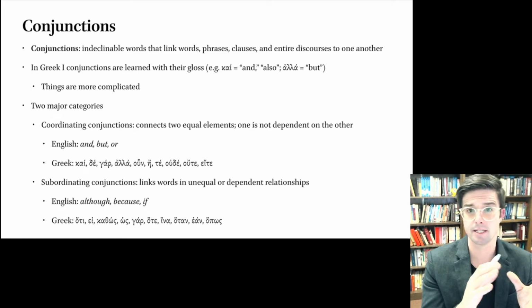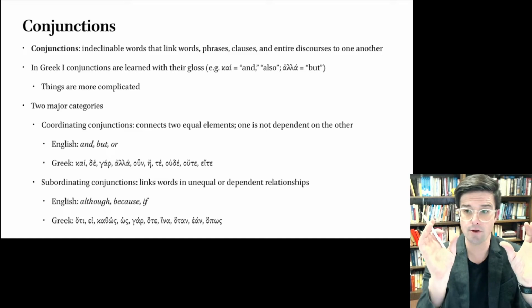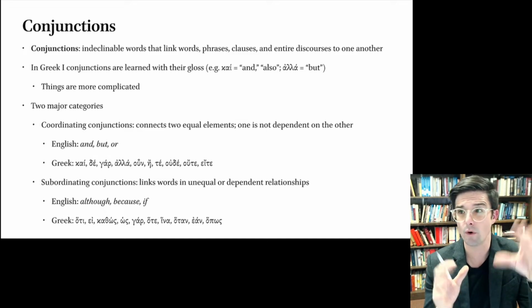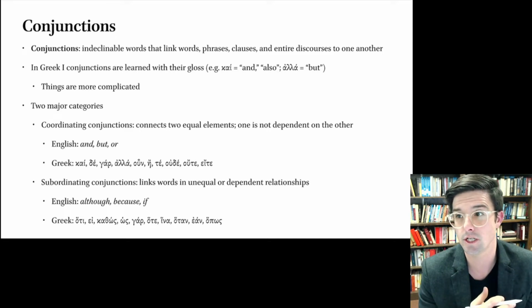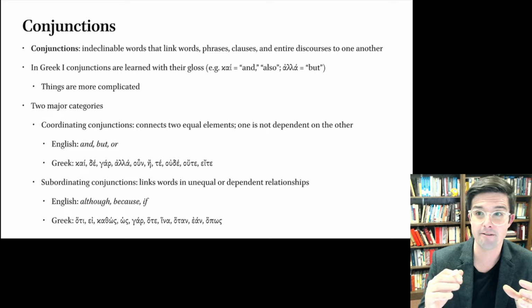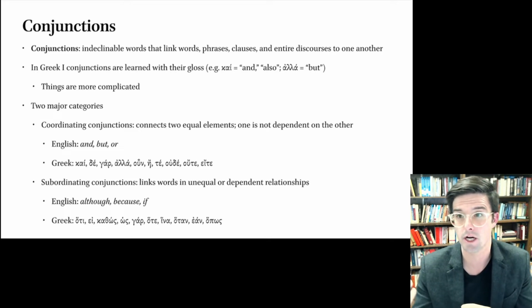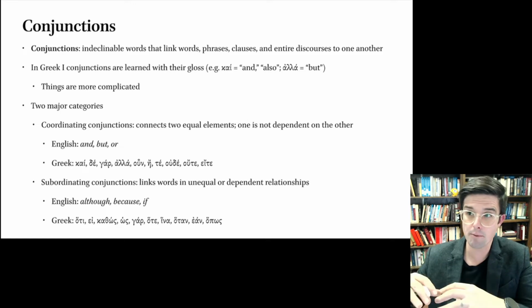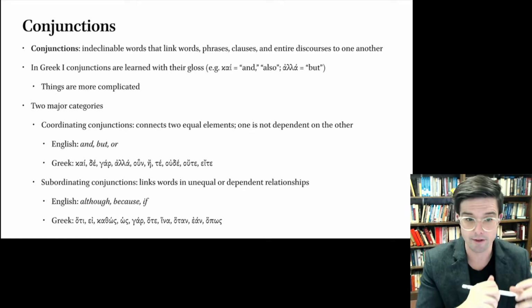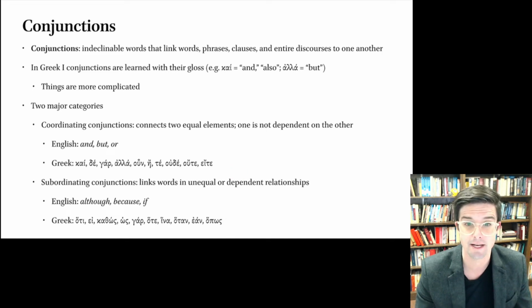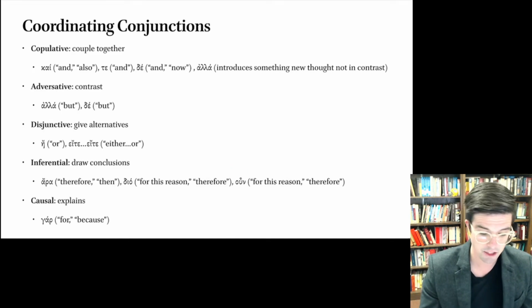Subordinating conjunctions, on the other hand, connect two things that are not of even weight, that are in unequal or dependent relationships. So sometimes a dependent clause will be set off by a subordinating conjunction, insofar as that clause or that phrase is subordinated to something else. I give you examples in Greek of both of these, and we're going to look at a list of those in just a moment here.